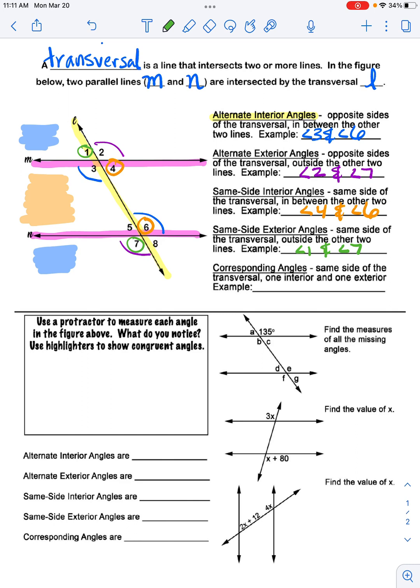And then let's erase some of this just for my own sanity here. I thought it was going to erase the actual notes.